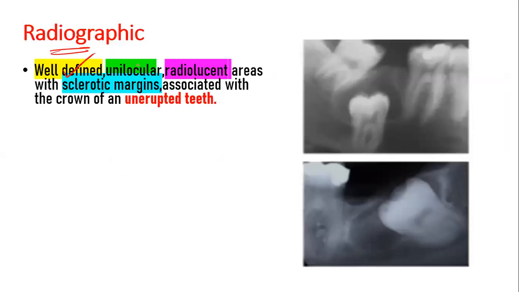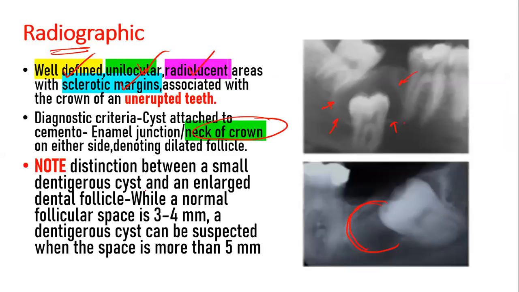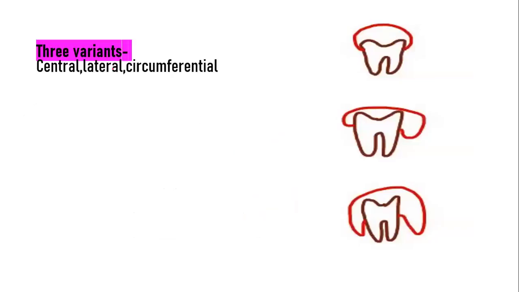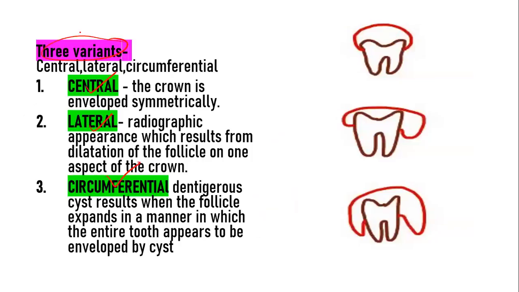Radiographically, it is a well-defined unilocular radiolucent area with sclerotic margins. So it is unilocular, well-defined with a sclerotic margin, as you can see here, this white line. It is always attached to the cemento-enamel junction. And the most important differential diagnosis is the dental follicle. This is usually 3 to 4 mm, while a dentigerous cyst is larger than 5 mm. It has 3 radiological variants, which are central, lateral, and circumferential.